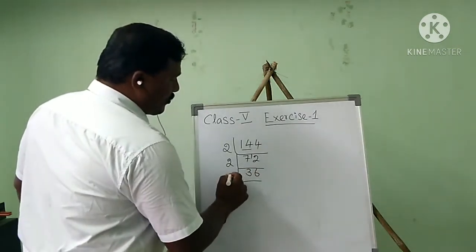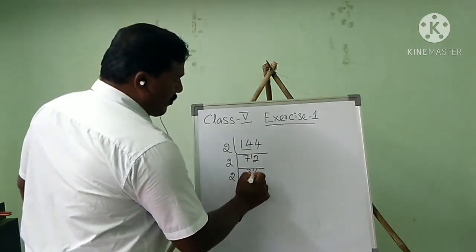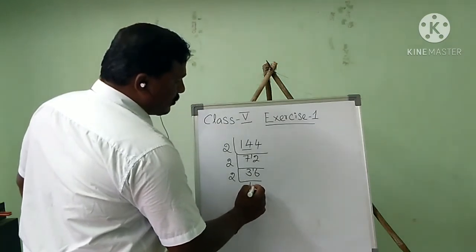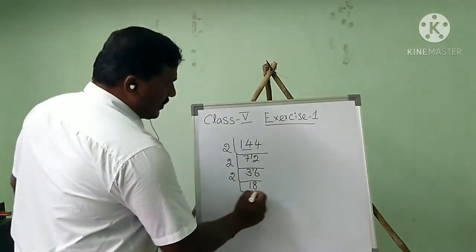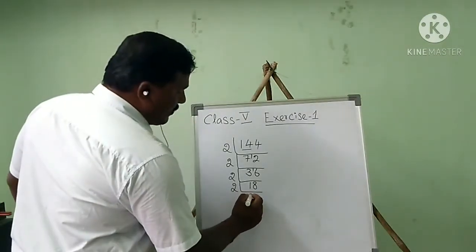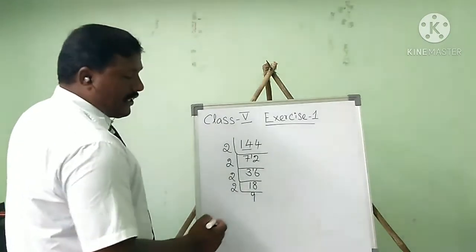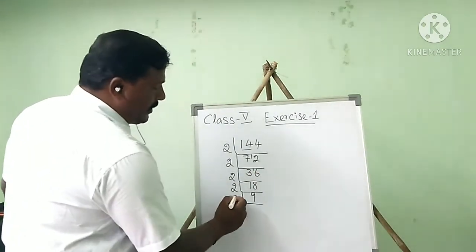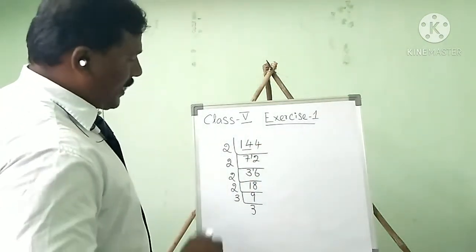Again I will divide by 2. So 1 2 is 2, remainder 1, 8 2s are 16. Again I will divide by 2. 9 2s are 18. Okay. So now I will divide by 3. 3 3s are 9. Again we can divide.